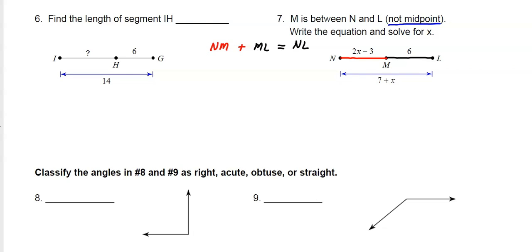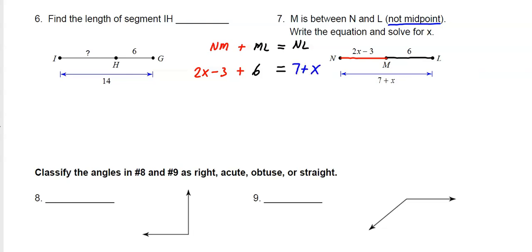So it's kind of like left, little plus little equals big, if you want to think of it that way. Well, let's write down our values. N to M, well, that's 2x minus 3. And then M to L is just 6. And that's going to equal the whole thing, which is 7 plus x.